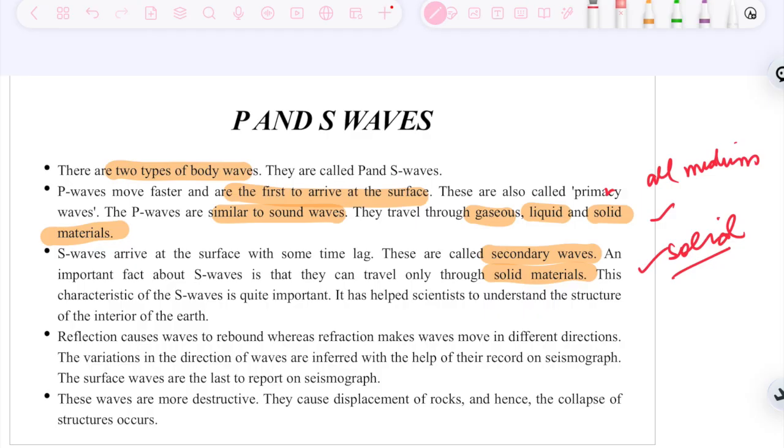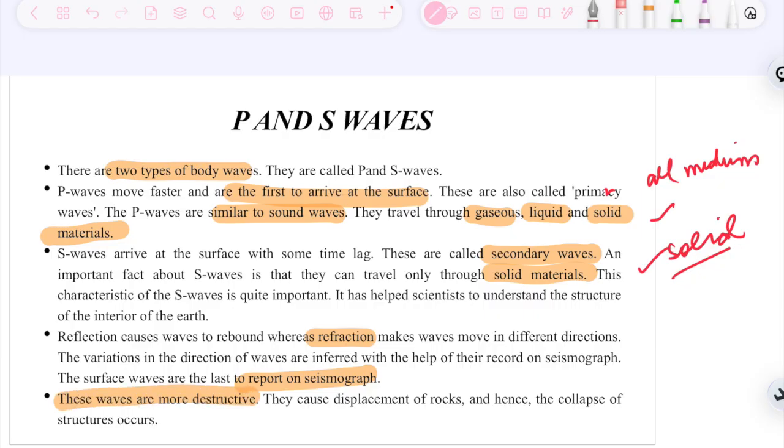Now let's read further that reflection causes waves to rebound, whereas refraction makes waves move in a different direction. The variation in the direction of waves is inferred with the help of their record on the seismograph. The surface waves are last to report on the seismograph. So first body waves are detected, then surface waves will be detected. These waves are most destructive. What waves are most destructive? That is the surface waves.